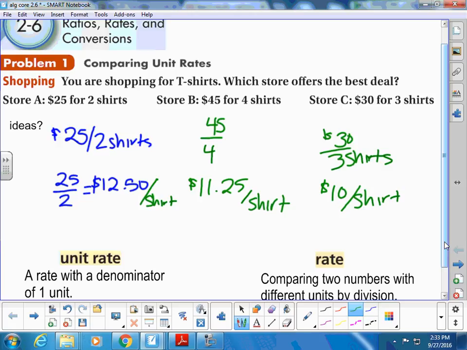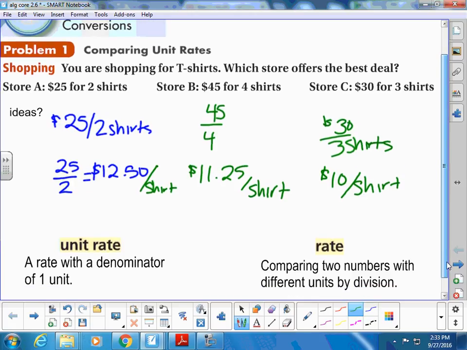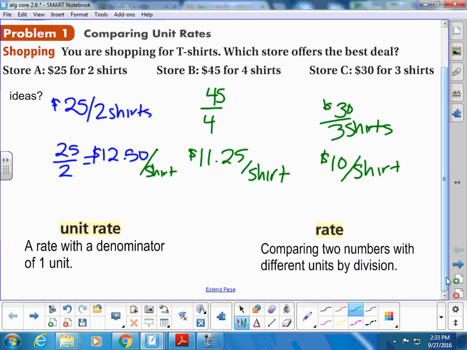You can get $30 for 3 shirts, which is $10 per shirt. So again, that's the unit rate. When we want a rate with a denominator of 1 unit, and we use it to compare 2 numbers with different units by division.